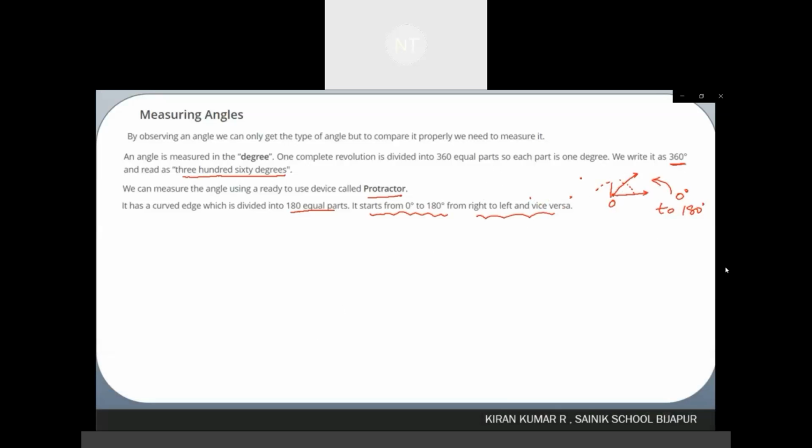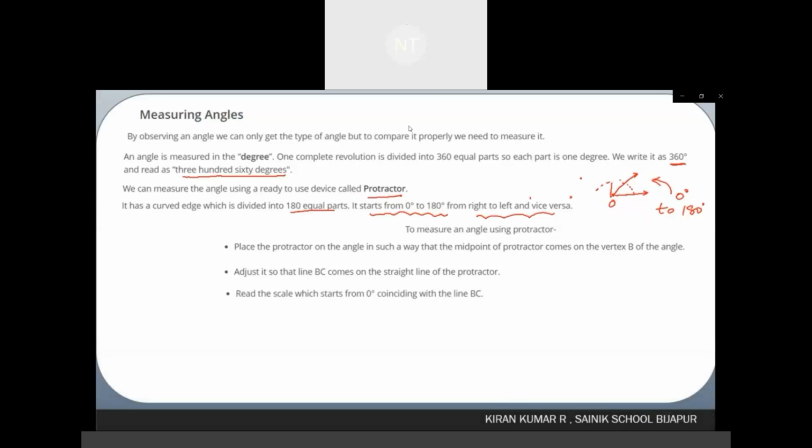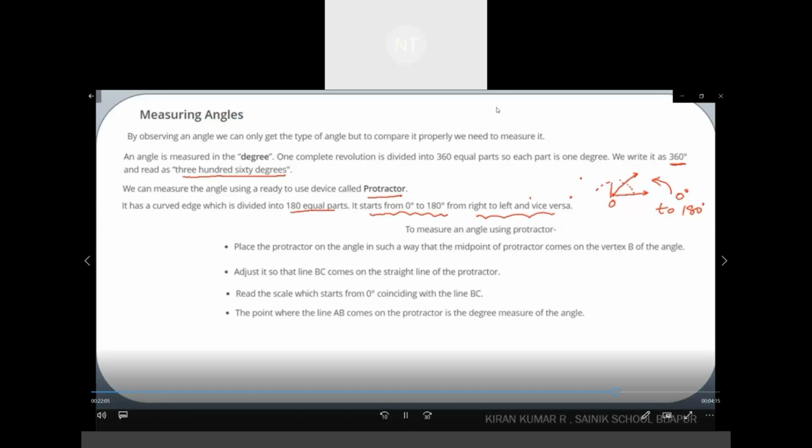Steps to be followed in measuring angles using a protractor. Place the protractor on the angle in such a way that the midpoint of the protractor comes on the vertex B of the angle. Adjust the protractor so that the line BC lies along the straight edge of the protractor. Read the scale, starting from 0, coinciding with the line BC. The point where the line AB comes on the protractor is the degree measure of the angle. Look at this.